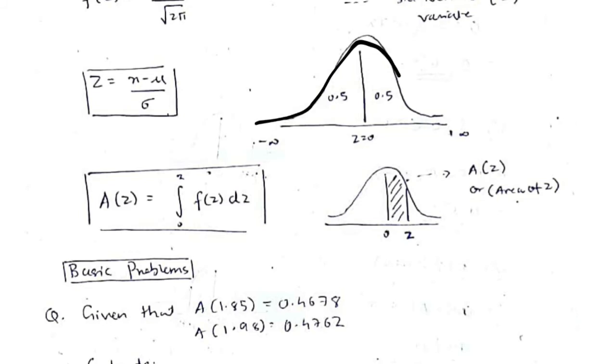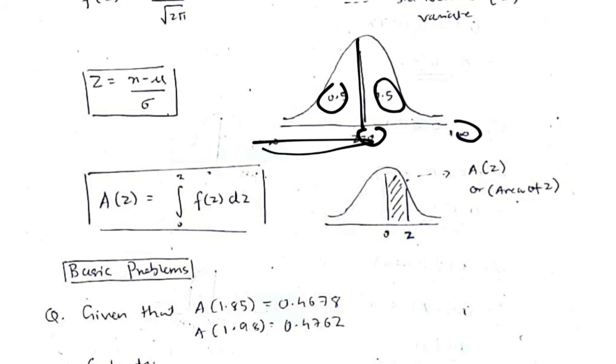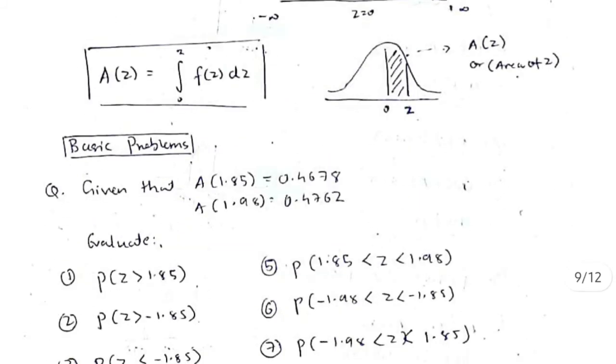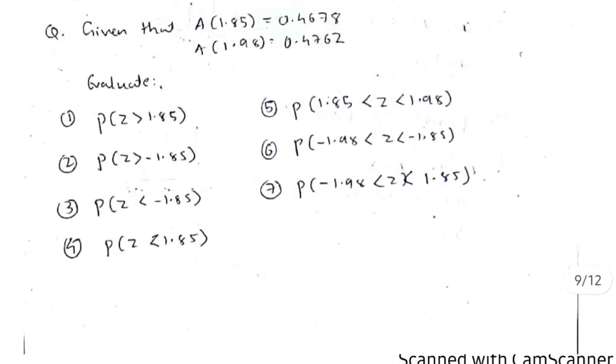Firstly, remember here, these are all the probabilities from minus infinity to infinity. So the whole area will be 1, and it's divided into two parts. From minus infinity to 0, it will be 0.5, and from 0 to infinity it will be 0.5. So this area is 0.5 and this area is 0.5. Now let's move on to the questions. You will be given some values. I'll be discussing what it is, and the first question is to find the probability of z greater than 1.85. Let's see how it looks in the diagram.